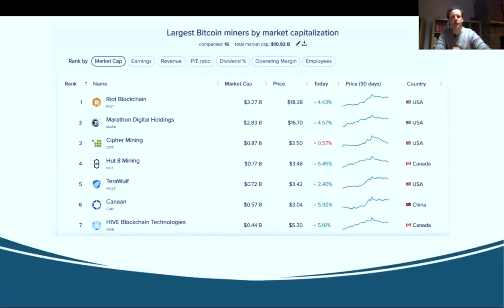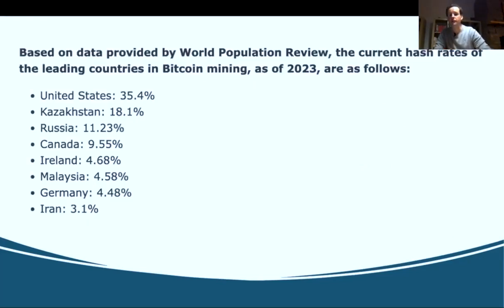And here is a table just to give you an idea of the size of the largest mining companies for Bitcoin. So we're talking in the billions of dollars in terms of market cap here for these large Bitcoin miners. So it's not an individual at home. It's miners with market caps in the billions. Top one, $3.27 billion market cap. And the countries with the largest amount of Bitcoin mining processing power or hash rate as of 2023 are shown here. So United States, Kazakhstan, Russia, Canada, Ireland, Malaysia, Germany, and Iran.